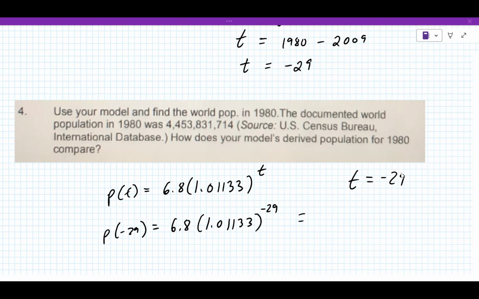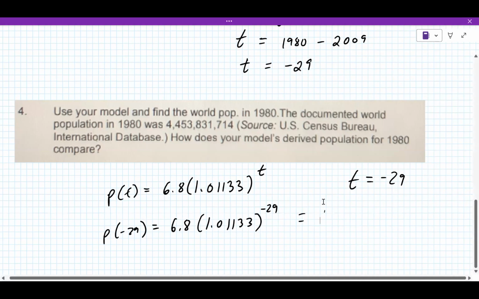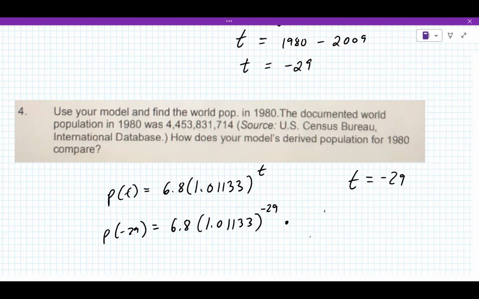Okay, I entered it again on my normal calculator and I got 4.9. Good. Now, here's the problem with what you have there. That's in billions. So you have to multiply your answer by 10 to the 9th. And the reason is that will then give you the actual humans.